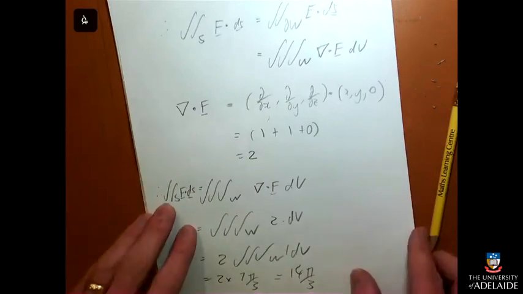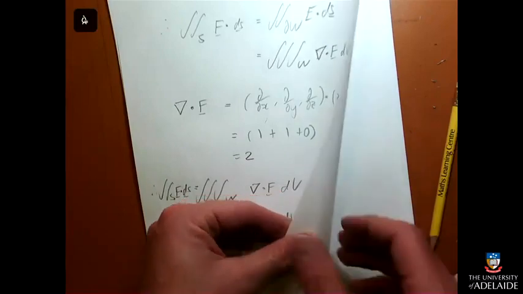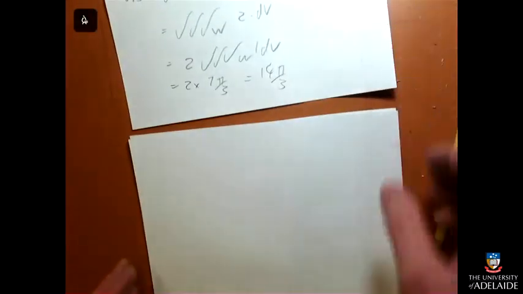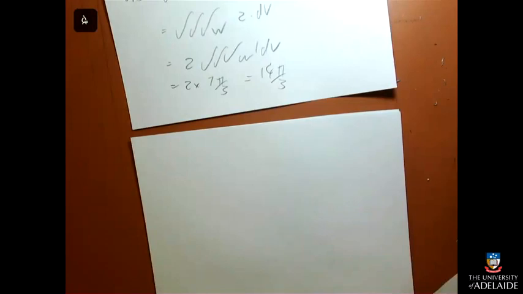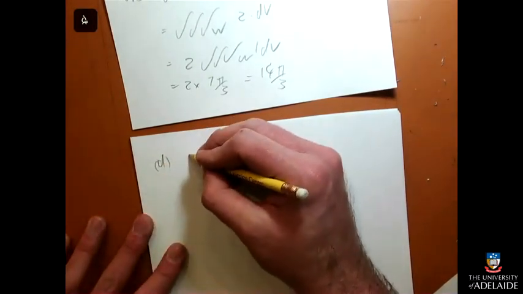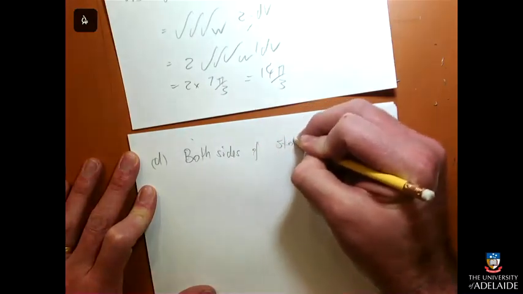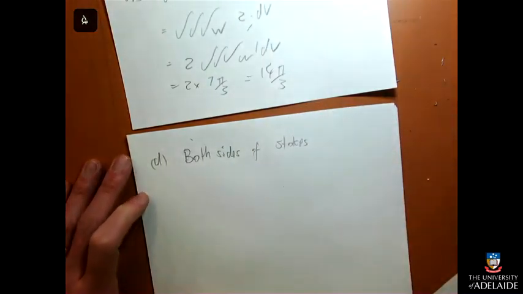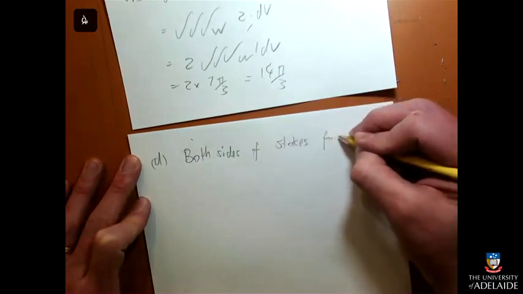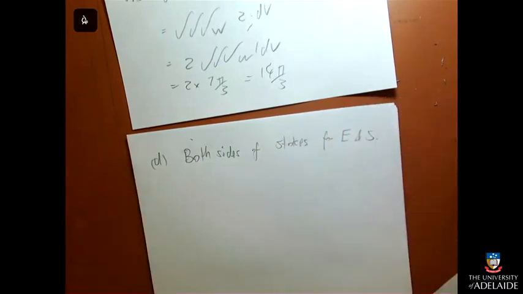Oh, there's a D. Okay. Wow, they packed all of the integrals into one question. Part D: both sides of Stokes for F and S. Okay. Stokes' theorem has a double integral on one side and a single integral on the other. All the theorems about integrals have more integrals on one side than the other.